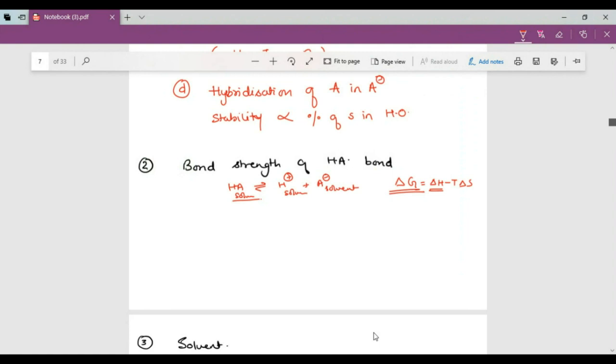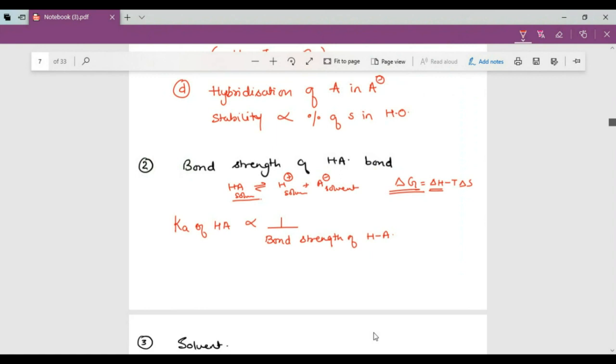I can say the Ka of HA is inversely proportional to the bond strength of HA. As soon as this bond strength decreases, Ka will increase.